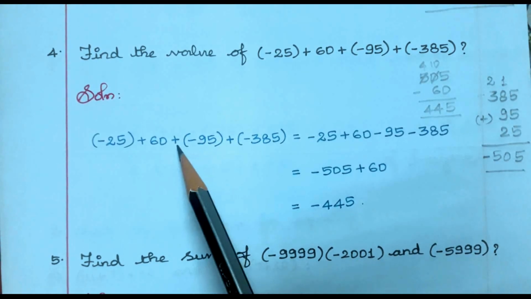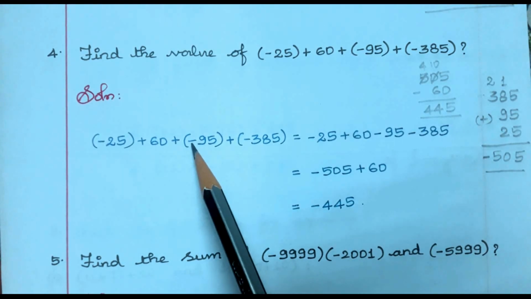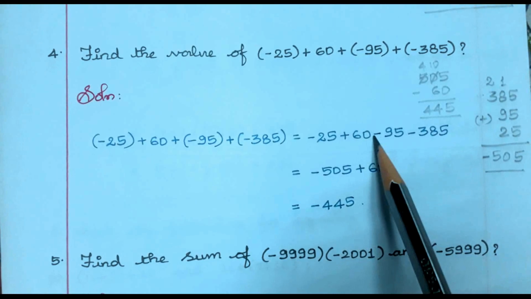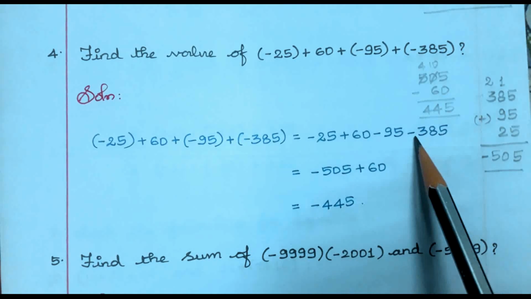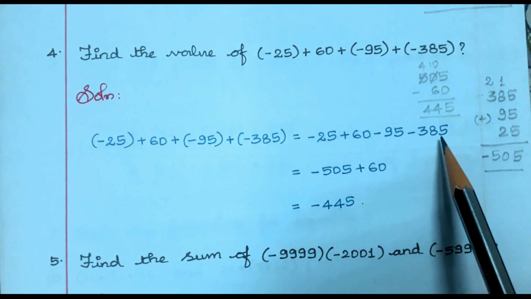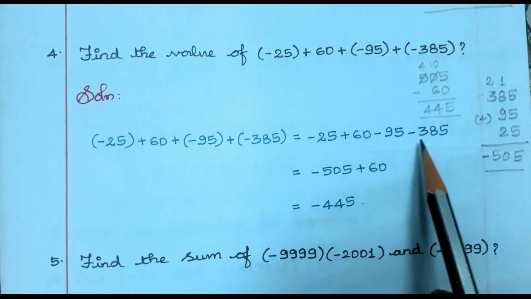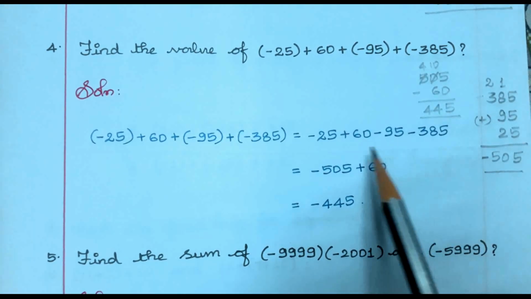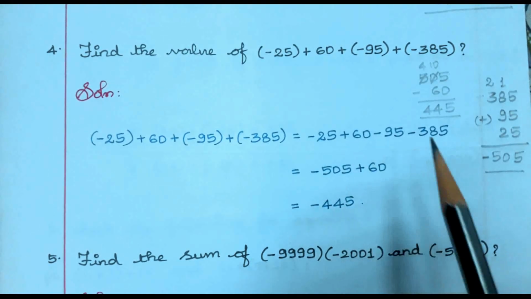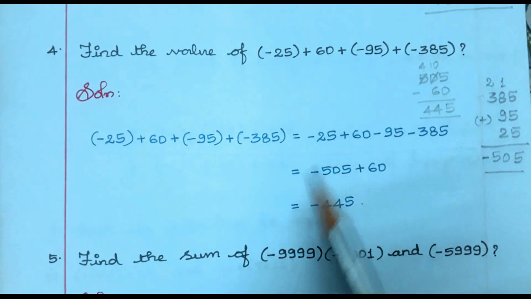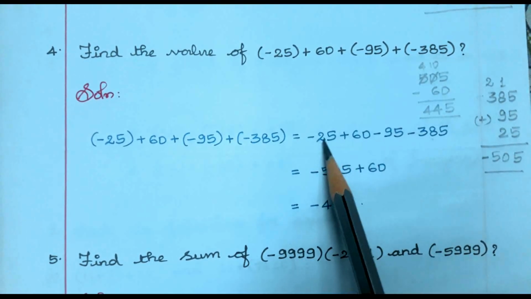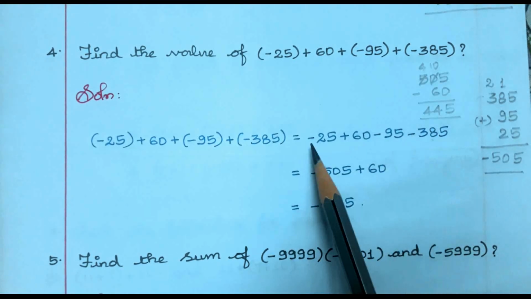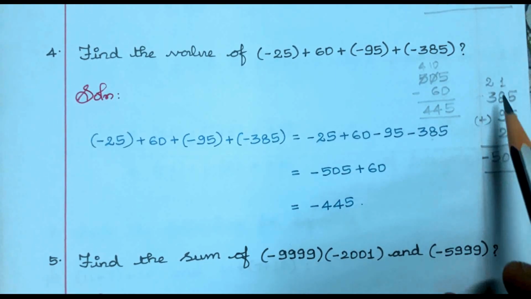So what we have to do is, as we know the multiplication of integers, sign operation plus into minus is minus. So instead of plus into minus, we have converted and written it as minus 95. The same way here, plus into minus is minus, so we have written here minus 385. When you have different signs with n number of mathematical numbers, we have to check how many numbers have the same sign. So 1, 2, 3. So take all these 3 numbers. If the signs are same, just add them first.